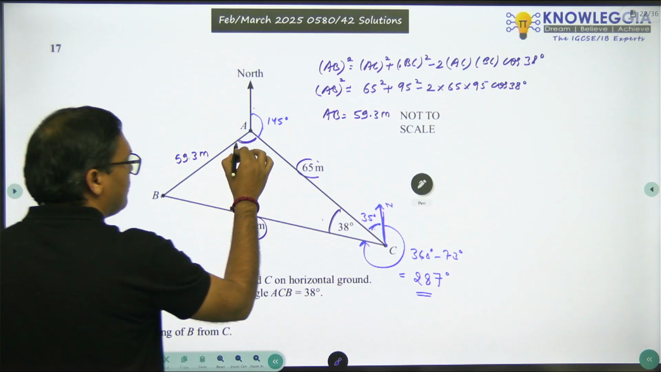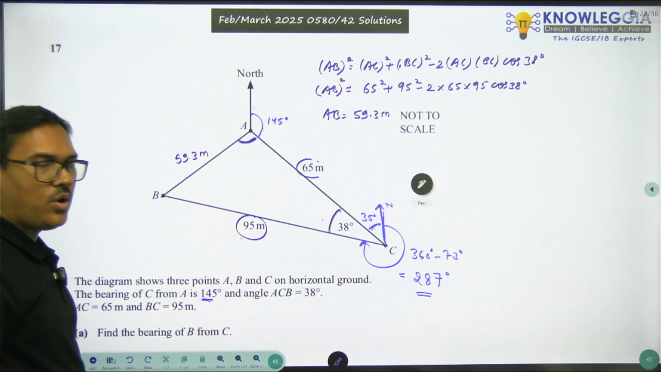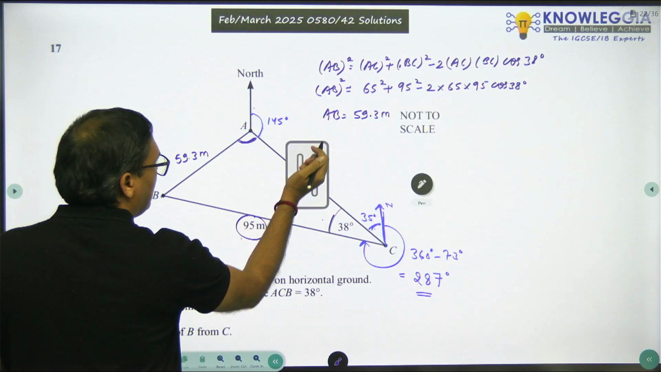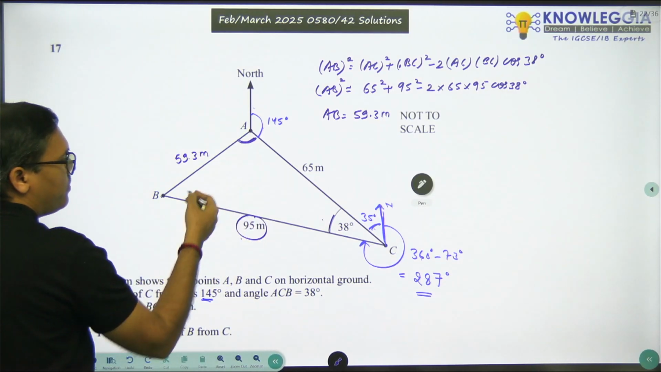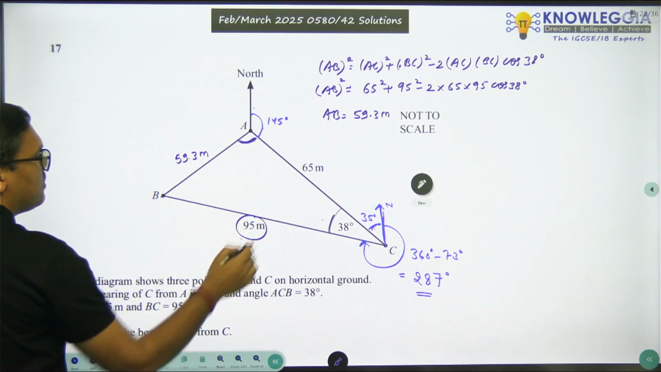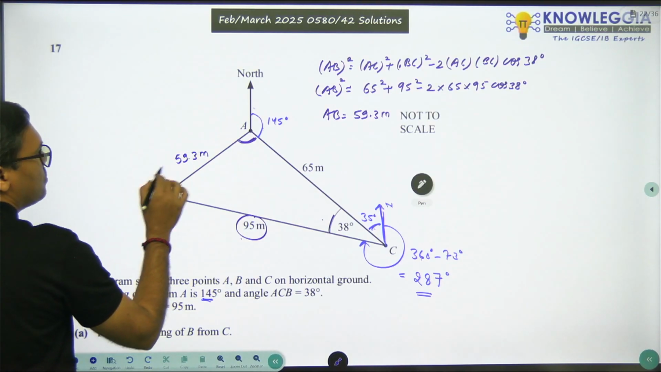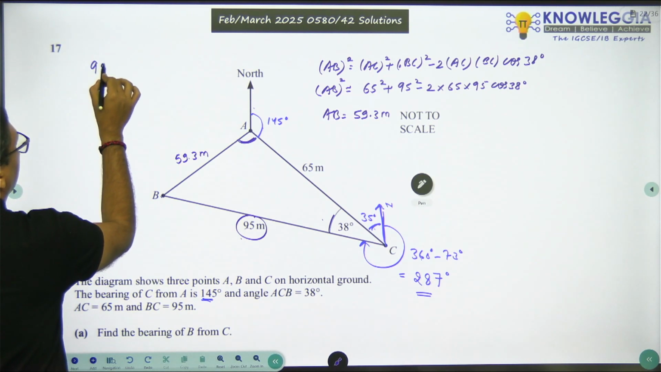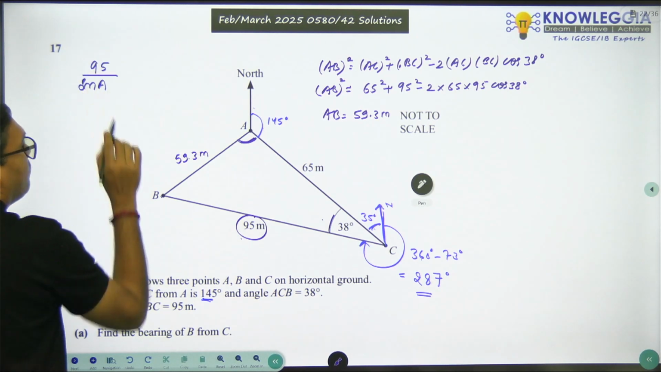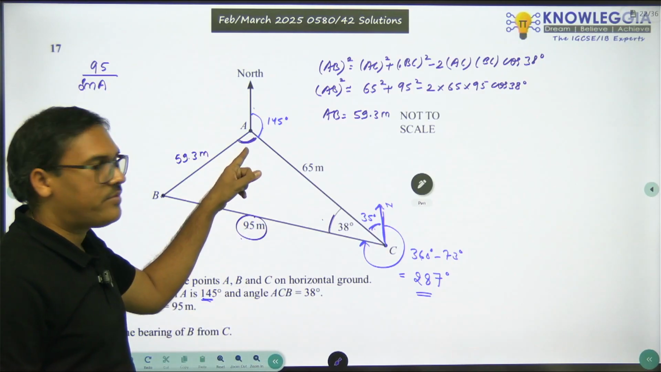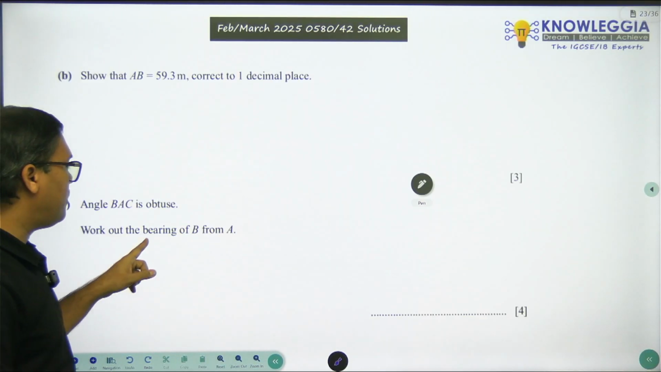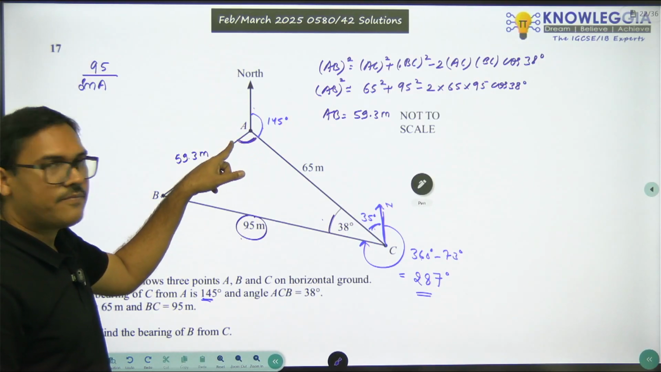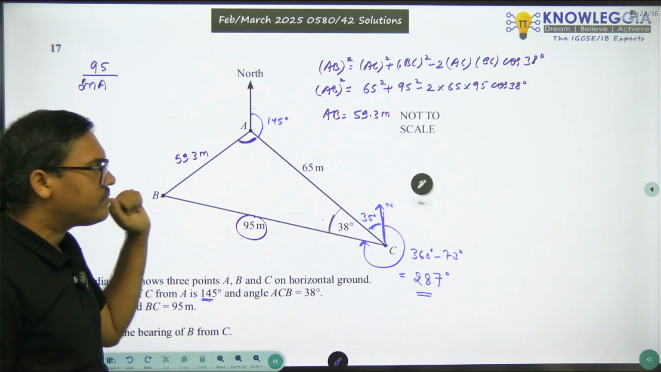Now, if you have to find this angle, I can easily find it using the cosine rule, or you can use the sine rule also. Anything is okay. If I apply the cosine rule, I know the three sides, or you can use the sine rule also, because we know this side and this angle also. So let's say I apply the sine rule. This is 95 upon sine A. First, why am I trying to find this angle? Because the question is asking me to write the bearing of B from A. That means you have to measure this angle. We already know this angle, we just need this angle, so I'm just trying to find this.